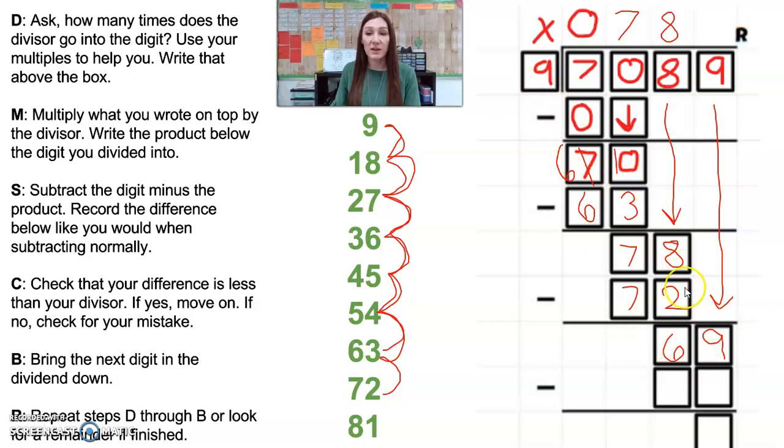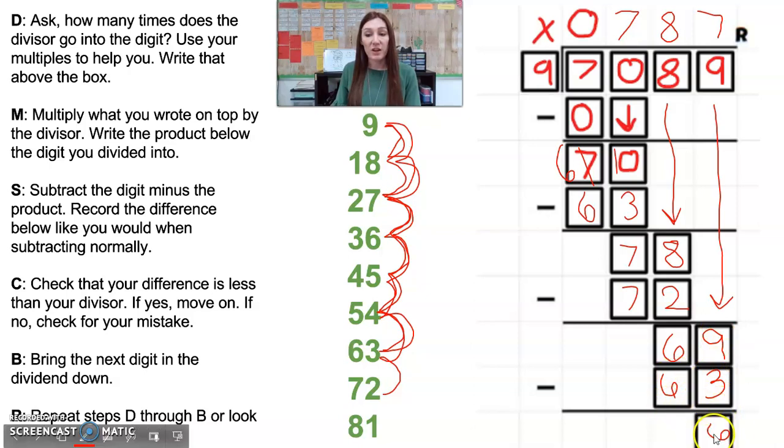I'm dividing 9 into 69. So let's see how many times 9 can go into 69. So 1, 2, 3, 4, 5, 6, 7 times. Then I'm going to multiply. 7 times 9 is 63. 69 minus 63, so 9 minus 3 is 6. 6 minus 6 is 0.